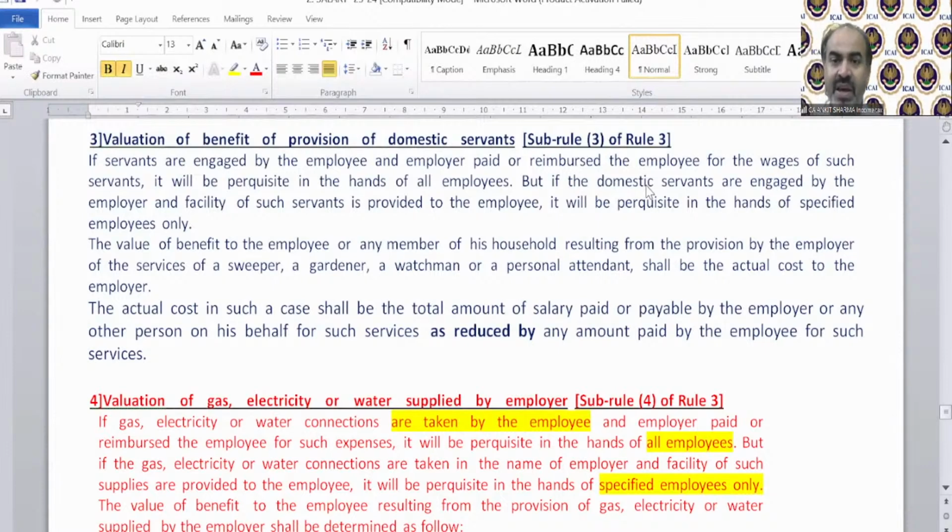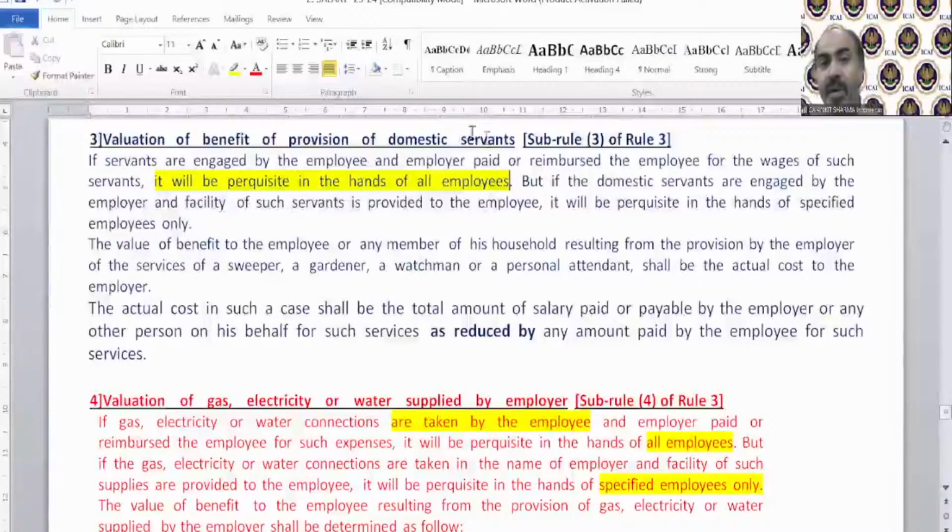In the same case, in case of domestic servant, it will be a perquisite in the hands of all employees when it is appointed by the employee. But if the domestic servants are engaged by the employer, if it has been appointed by the employer for your household work, that's a special nature of employee. That must be a special employee. So that is going to be taxable only in case of specified employee.